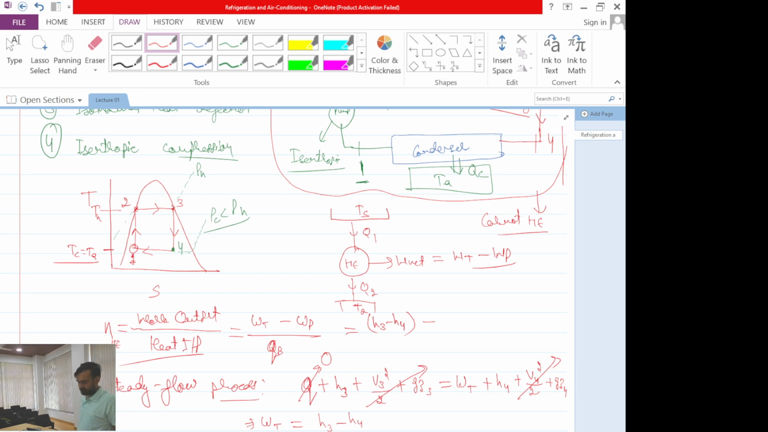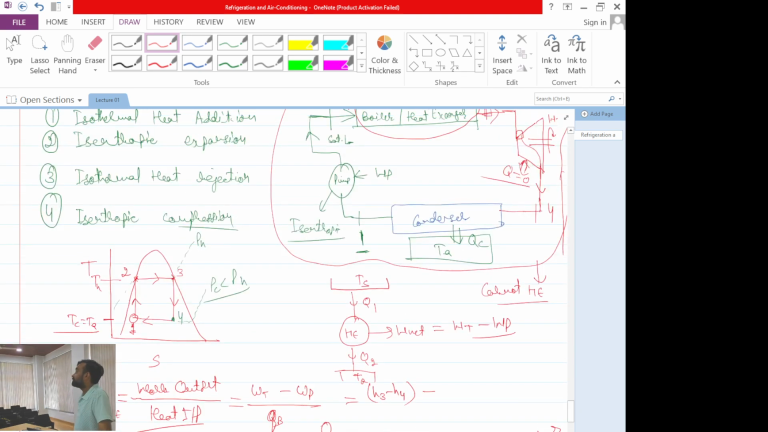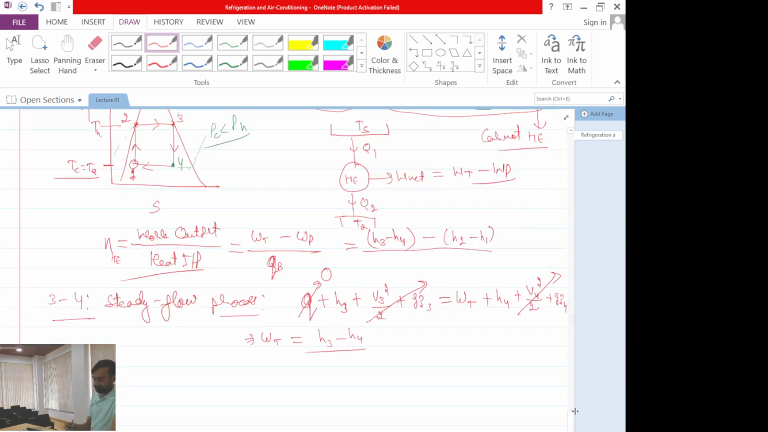please tell me, what will be pump work? What will be pump work? h2 minus, what will be Q in the boiler? h3 minus h2. Again you have to apply the steady flow energy equation there. Are all clear with this point? So this is how you can calculate the efficiency of the Carnot cycle.